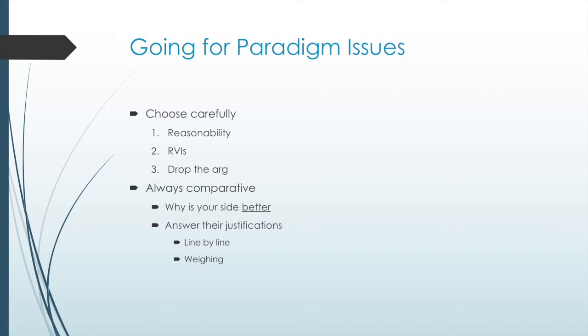So for instance, if you justify that reasonability is better for accessibility and your opponent is just saying that competing interps is better for education, you can say accessibility before education means that reasonability being good comes before competing interps being good. So that's just a couple of concerns for going for paradigm issues.